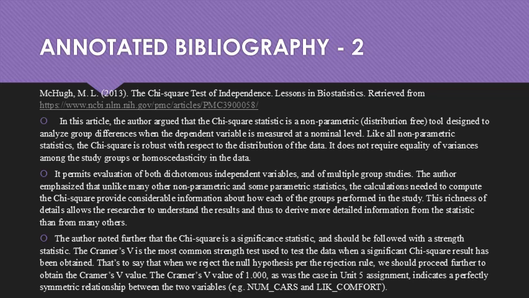The Kramer's V value of 1.000, as was the case in the Unit 5 assignment, indicates a perfectly symmetric relationship between the two variables, which in this case were non-Cas and Likert comfort.